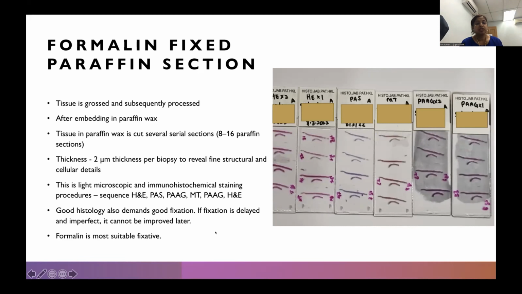So good histology always demands a very good fixation. So you cannot have delayed fixation. You will get very improper, imperfect slides and tissue biopsy. And if you underfix it, it's also poor. Okay, but formalin is one of the best and most suitable fixatives for renal biopsy tissues.